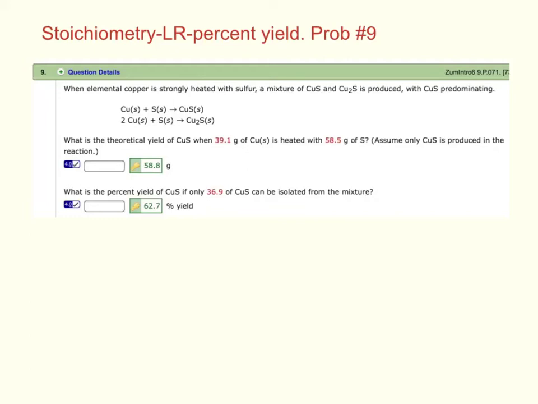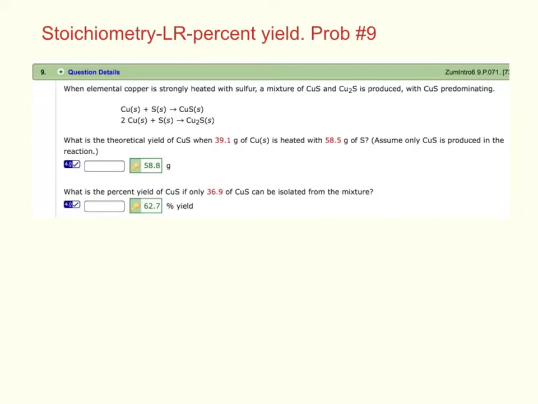Welcome to the last podcast in the series of stoichiometry, limiting reactants, and percent yield. This podcast is about stoichiometry, limiting reactants, and percent yield. In fact, it is problem number 9 from your WebAssign. It's a doozy. And in fact, there's a curveball in there that really isn't a curveball.